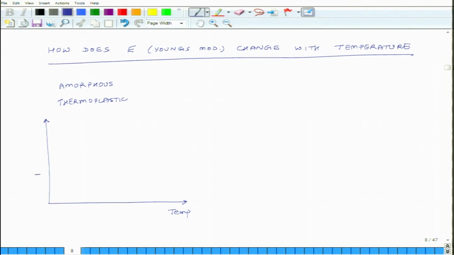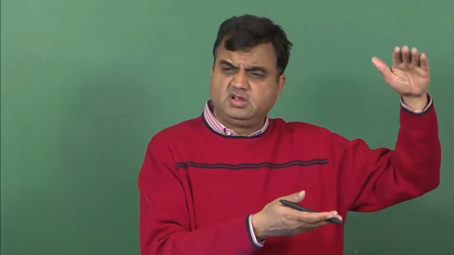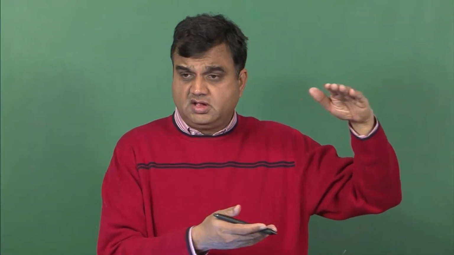So, we will plot log of E, because a lot of times the changes are more than by a factor of 1000. So, you may start with 100 MPa and you may come down to 0.1 MPa, or you may start with, maybe, 20 GPa, and you go down by a factor of 1000, so you come down to 20 MPa or something like that.